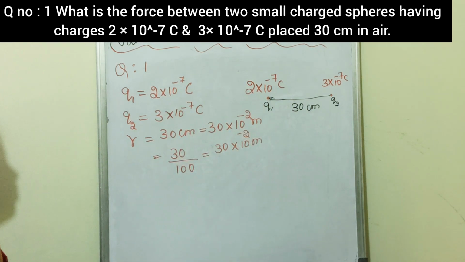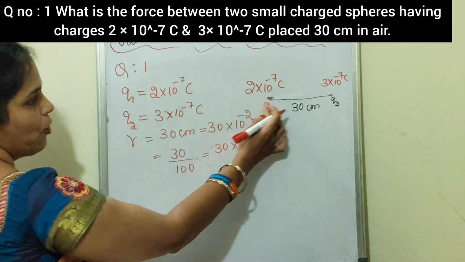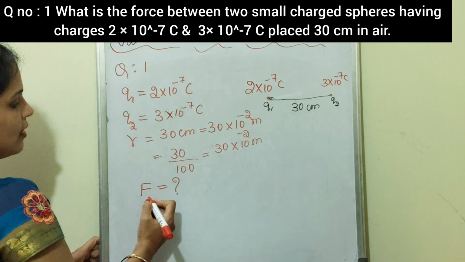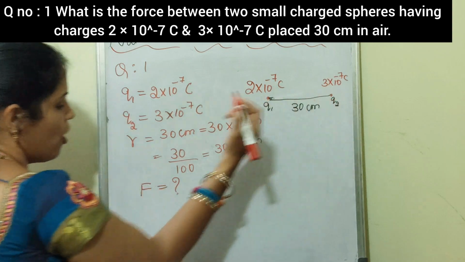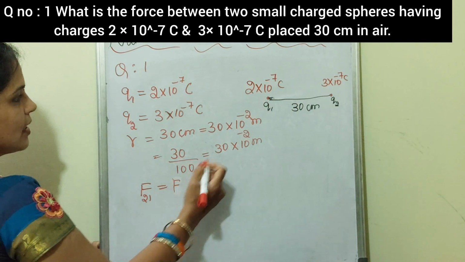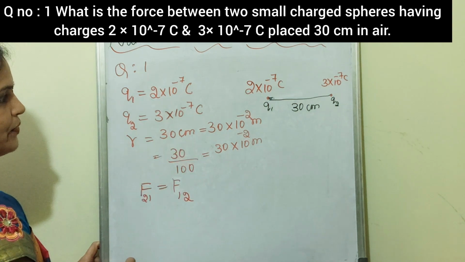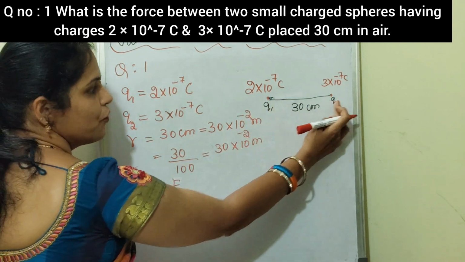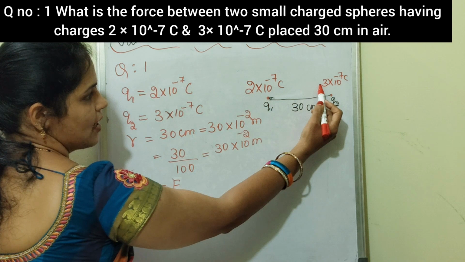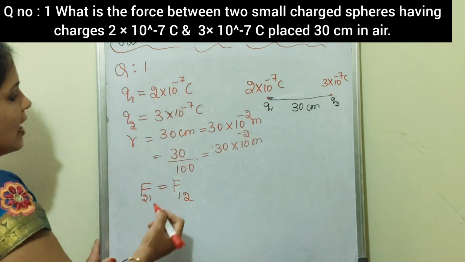The question is, what is the force between these two charged spheres? So you have to find out the force between them. Either it is the force exerted on the second charge due to the first, or the force exerted on the first due to the second. Coulomb's law states that these two forces are always equal. Here both are positive, like charges, so they repel each other with the same force.